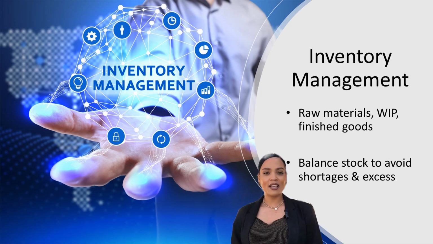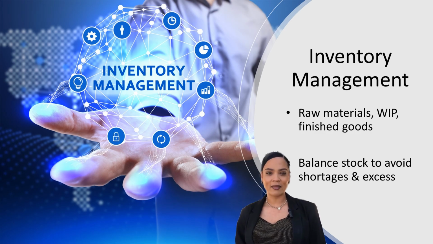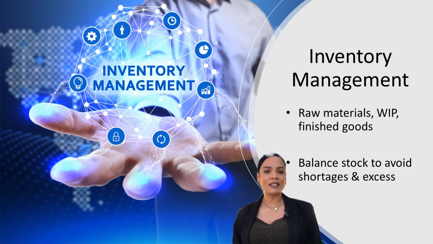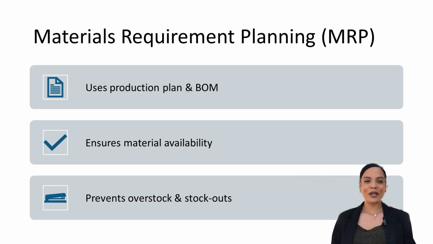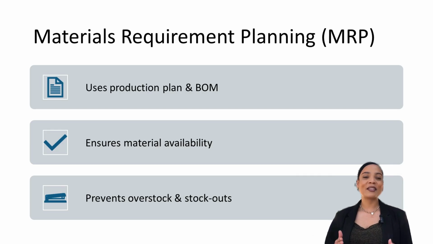Tools such as stock level monitoring, reorder points, production schedules, material requirements planning, and accurate record keeping help supervisors maintain this balance. For a production supervisor, avoiding shortages and excess stock supports stable operations, reduces waste, and strengthens overall production efficiency. MRP, Materials Requirement Planning.